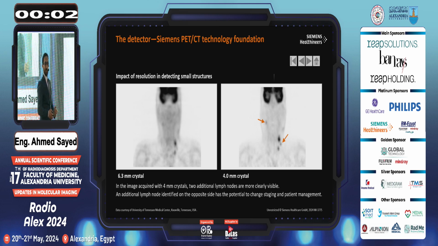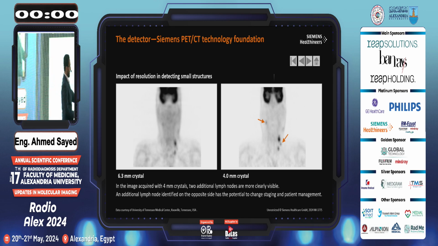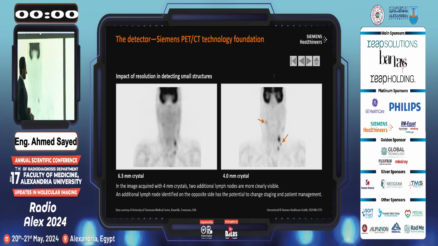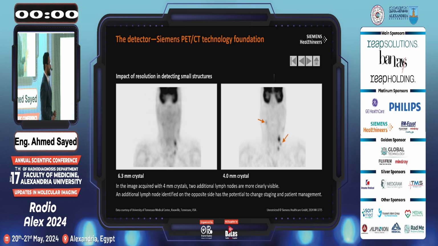All of us are radiologists, so we can understand clinical images more than numbers. So I insisted on bringing a clinical outcome of two systems. On the first PET-CT system, the crystal element was 6.3 millimeter, and this is 4 millimeter. I think the difference is very clear. We don't need to talk more about the difference between the two images. This is the impact of crystal element size.